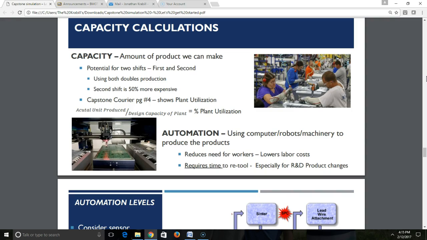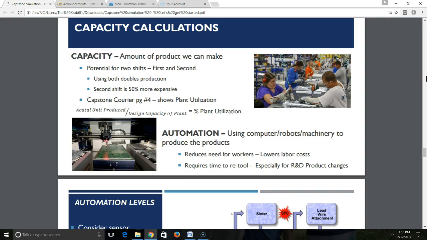You have the potential for two shifts, right? First and second shift. The second shift is going to be more expensive than first shift. If we limit our capacity in terms of having one shift, we limit our output, we limit our sales, things like that. We should also be looking at plant utilization, especially when we get to the competitive rounds, because it's going to show you how much you're producing versus how much you could be producing. And you should play this against your competition as well.